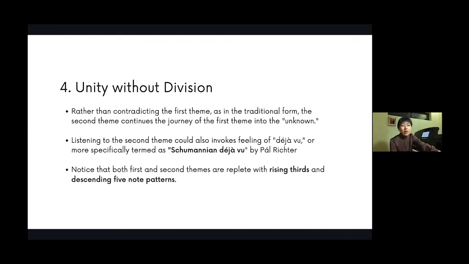Now we're going to talk about unity without division. One of the characteristics of ambiguity in Romanticism is also unity without division. When we are talking about the second theme, normally the second theme contrasts with the first theme, right? In the classical tradition. But here in the Romantic Sonata, rather than contradicting the first theme, it tries not to conflict with it. As in traditional form, the second theme kind of emerges from the first theme. It continues the journey of the first theme into the unknown.